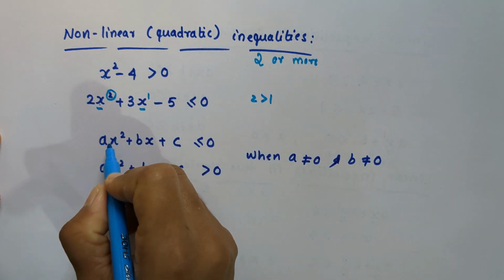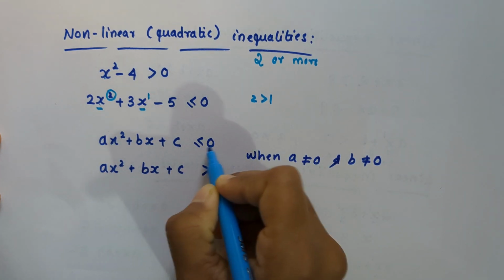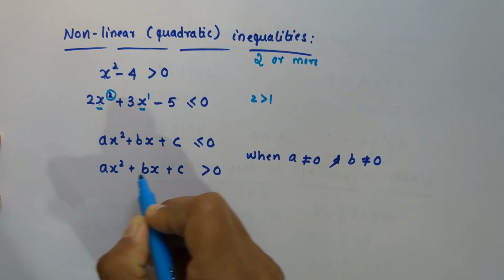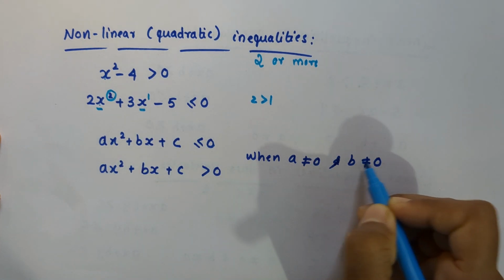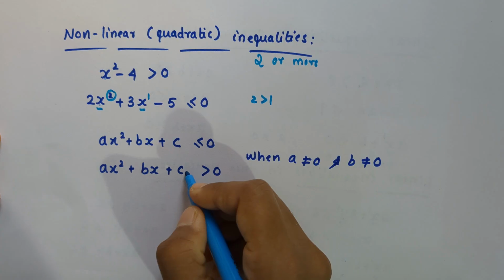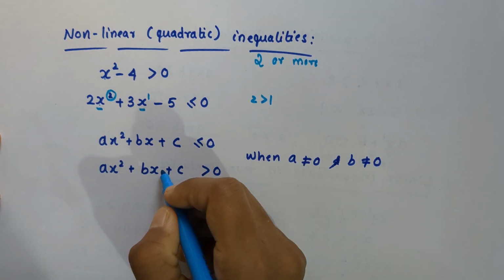Similarly, if you consider ax square plus bx plus c less than or equal to 0, ax square plus bx plus c greater than 0 when a not equal to 0, these are also examples of non-linear inequalities.